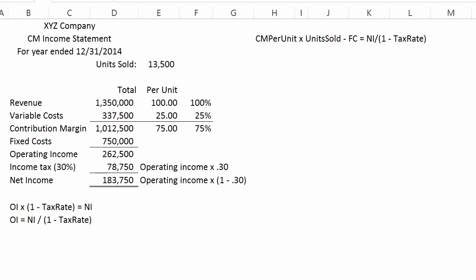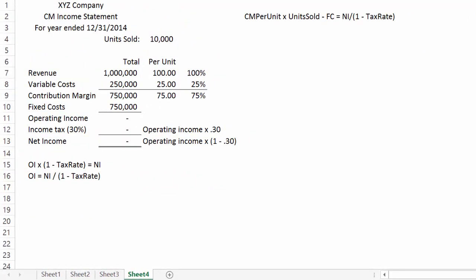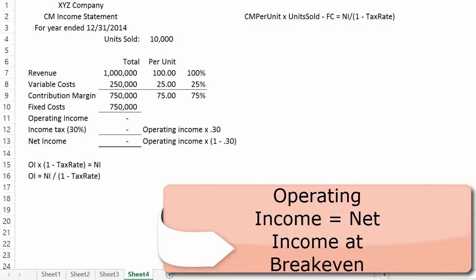So think for a minute, how do you think taxes will affect break even? Pause the video and contemplate that for a minute. Do you remember what the break even number of units was? 10,000 with a revenue of $1 million. I put that into the contribution margin income statement. Our operating income is 0, therefore our taxes are 0, therefore our net income is 0. What does that mean? Well, when you're doing break even, it doesn't matter whether you're talking about operating income or net income, they're going to be exactly the same.